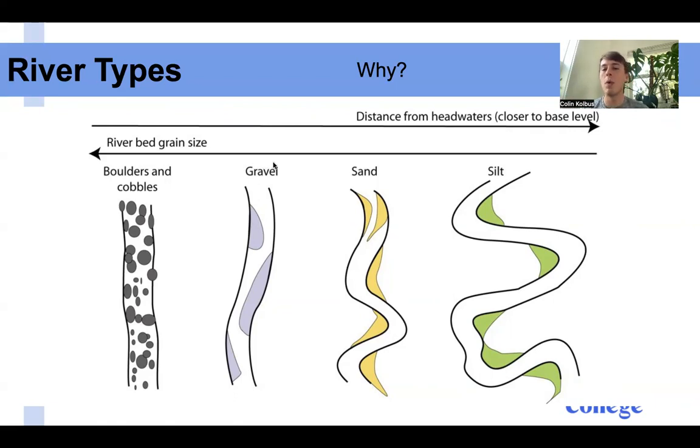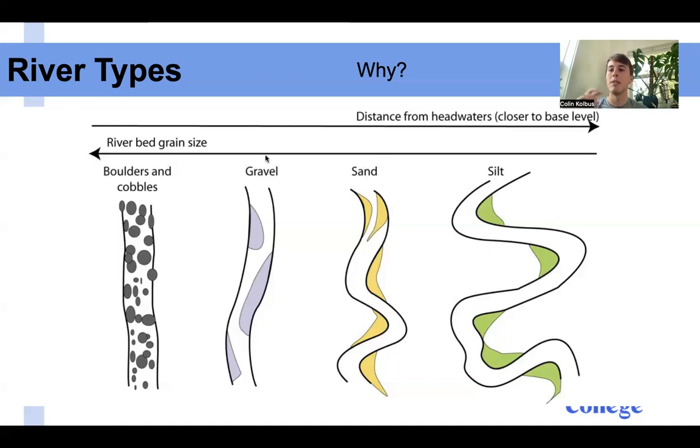As you move away from the headwaters, the slope is going to become more gradual and your grain size is going to get a lot smaller. If you're not familiar, this is the way we categorize different sediments. Boulders and cobbles are very large. Gravels are a little smaller. Sand is smaller than gravel. And then finally, we have silts and clays, which are really, really fine sediment particulates.